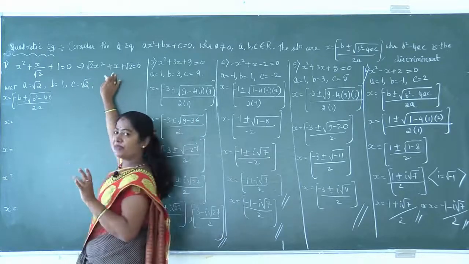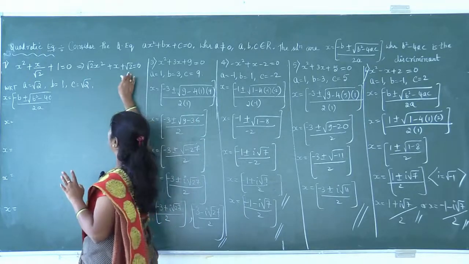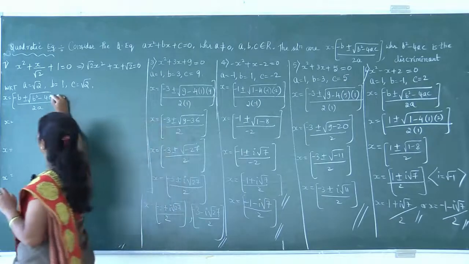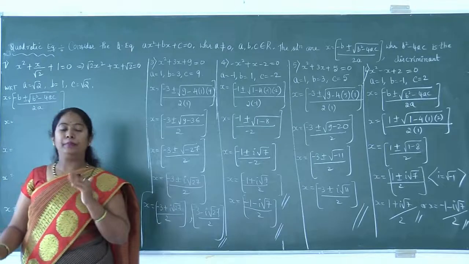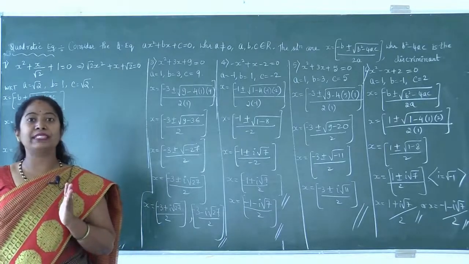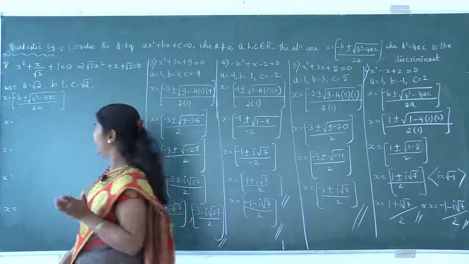What is the value of b here? 1. And what is the value of c here? Root 2. So, we know that x is equal to minus b plus or minus root of b square minus 4ac by 2a.